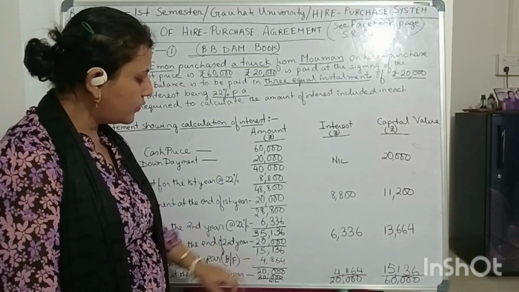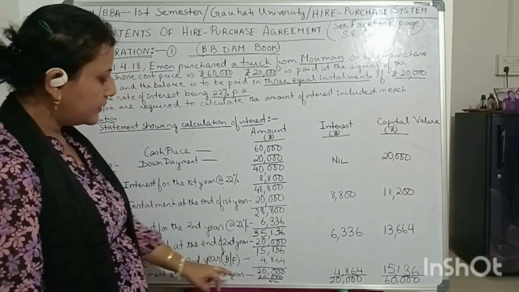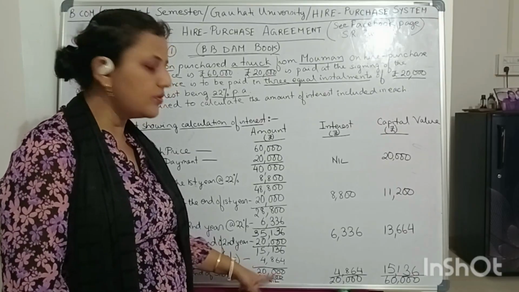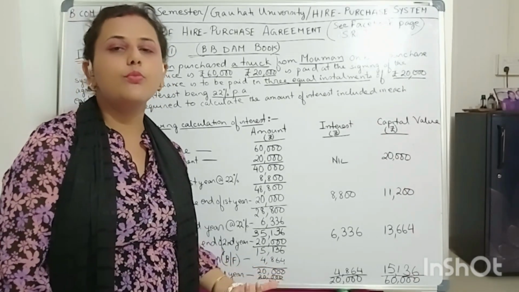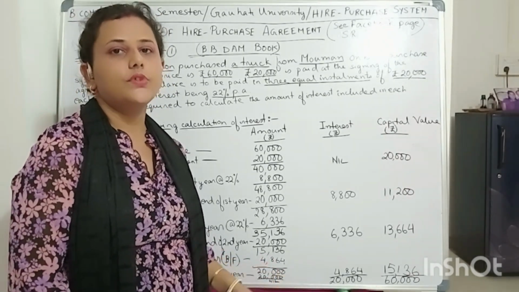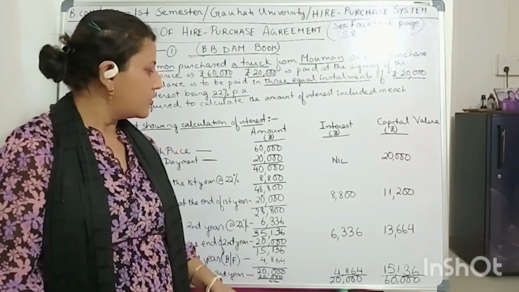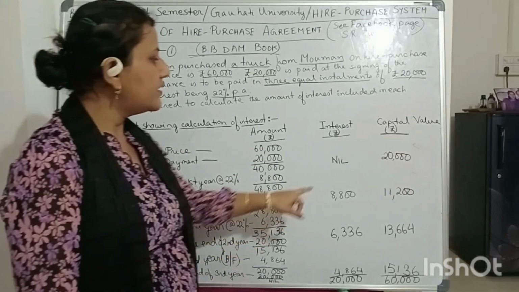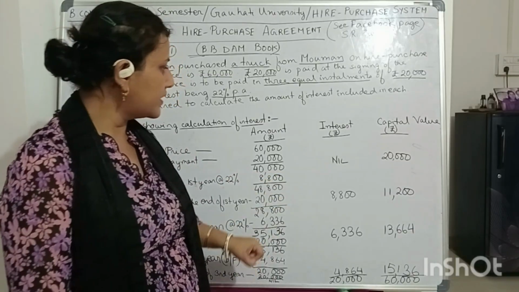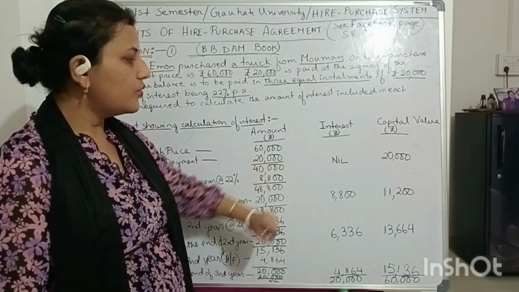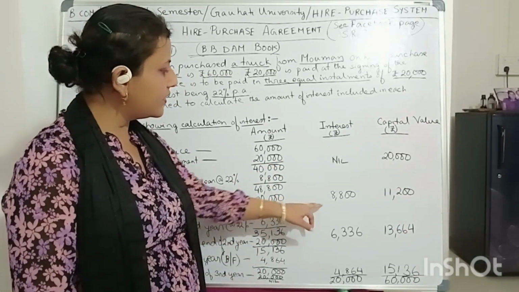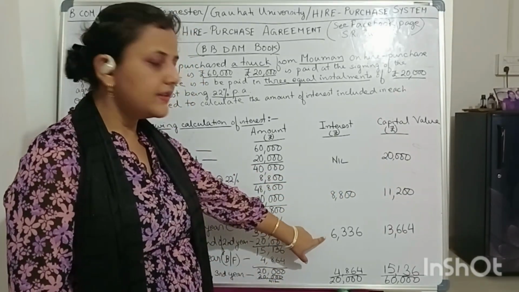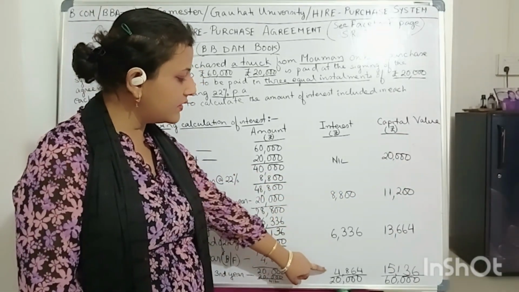So this is found out, and the last year installment value is written as 20,000, so nil is the answer. There will be no more installments left over anymore. So that is how the interest is calculated. Rest, you see the first case, there is no interest. For the first year the interest is 8,800, second year is this amount of interest, third year it is this.